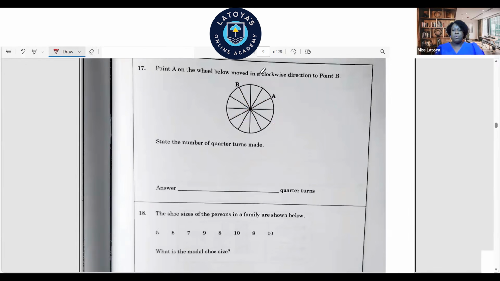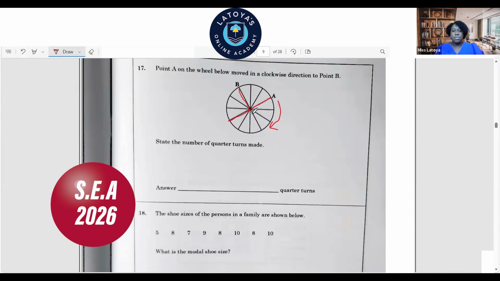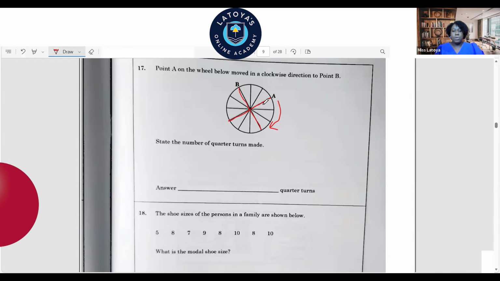Point A on the wheel below moved in a clockwise direction to point B. So it's going from A to B in a clockwise direction. It's going this way. State how many quarter turns can be made. We can find the half turn very easy. And what we can do is highlight the lines. So many approaches you can use to recognize it easy. So as I said, from here to here is a half turn. And from here to here is a quarter turn. So we have 3 quarter turns.